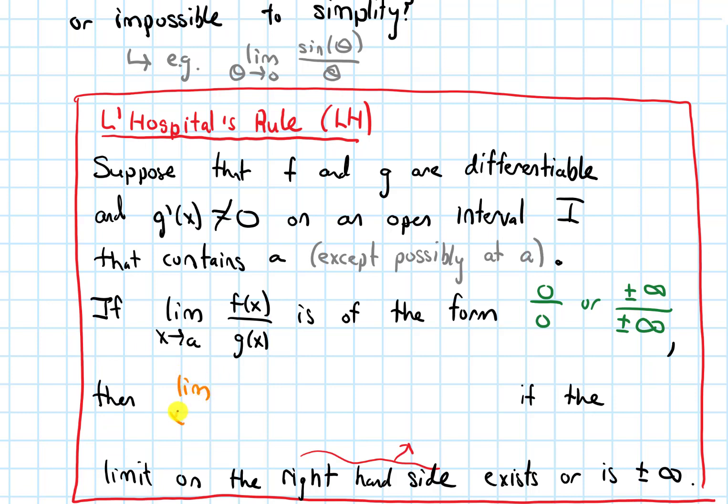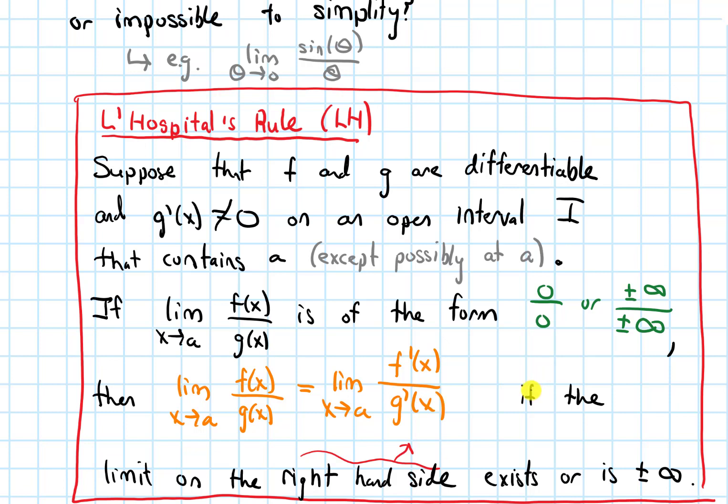The limit as x approaches a of our function f of x over g of x. It turns out that this equals the limit as x approaches a, and what I can just do is take the derivative of the top and take the derivative of the bottom individually. So it's not quotient rule, it's just derivative of the top divided by derivative of the bottom. So f prime of x over g prime of x.